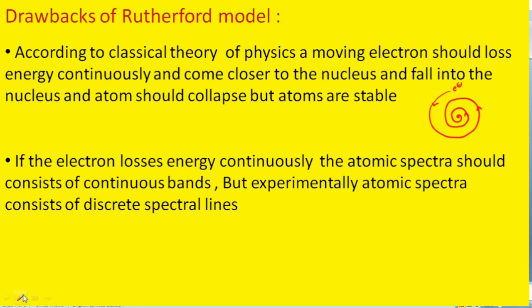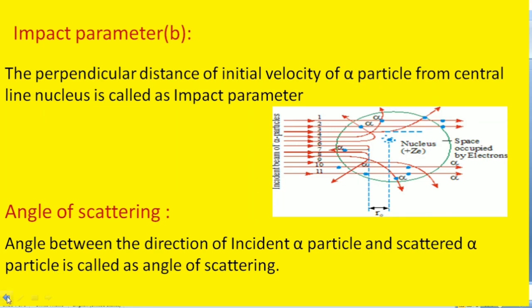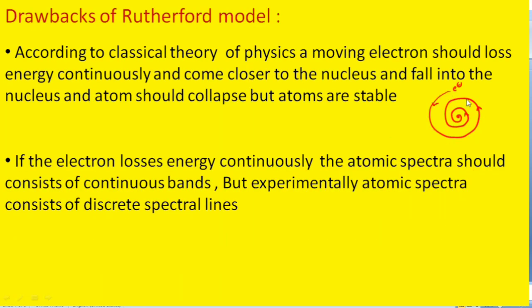Next one is, if the electron loses energy continuously, the atomic spectra should consist of continuous bands. According to classical theory, whenever the electron moves, it loses energy, right? Due to the continuous loss of energy, continuous bands should be formed. But practically, discrete spectral lines are formed. Why discrete spectral lines are formed is not explained.